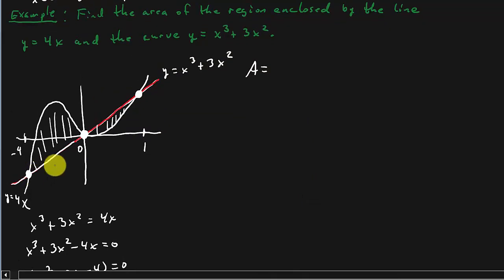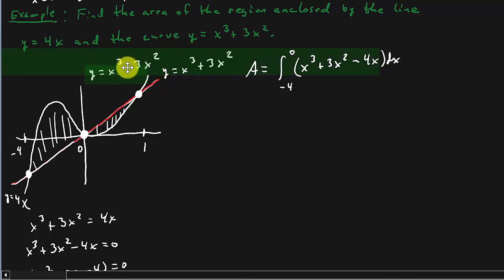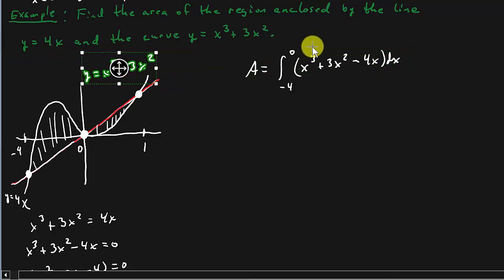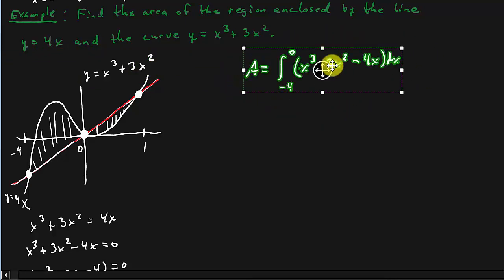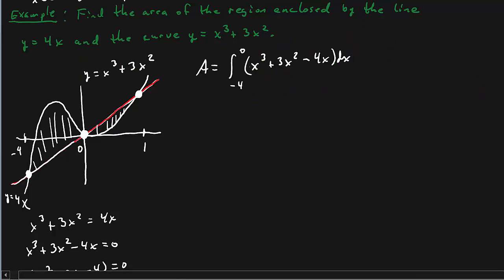Okay, so for our first integral, that's the integral from negative 4 to 0, and it's the curve on top, which is x cubed plus 3x squared, minus the curve on bottom, the 4x, dx. Okay, all right, so let me take this, move it over here, and then let's move this over a little bit so we'll have some room. All right, plus the integral.